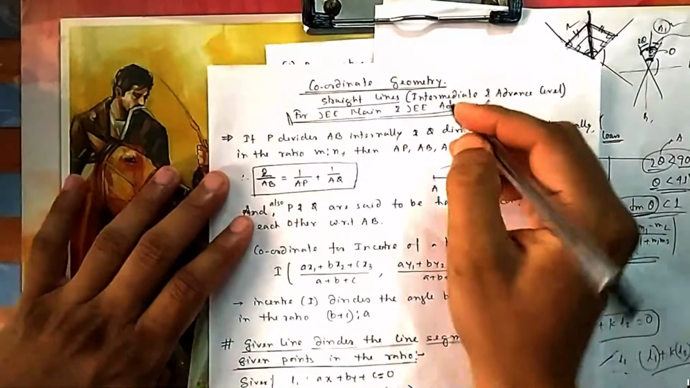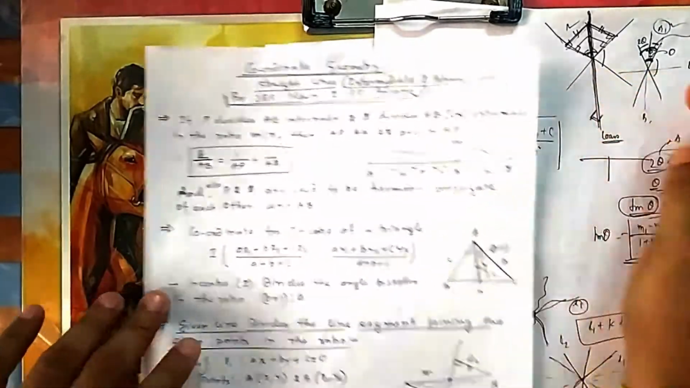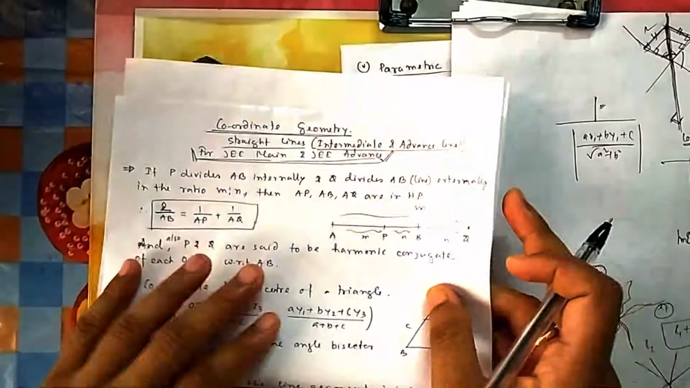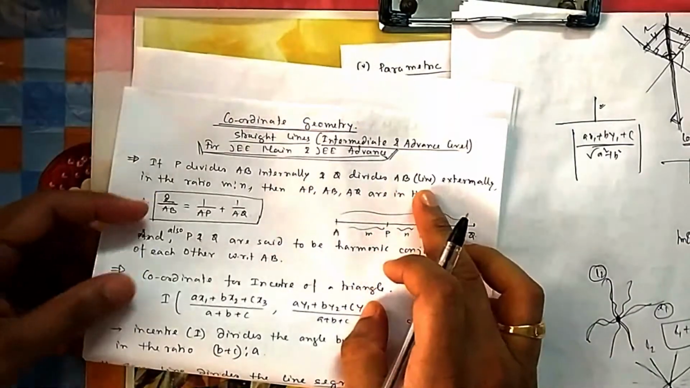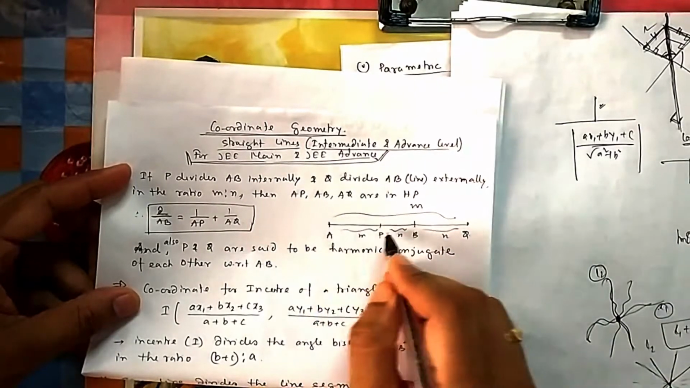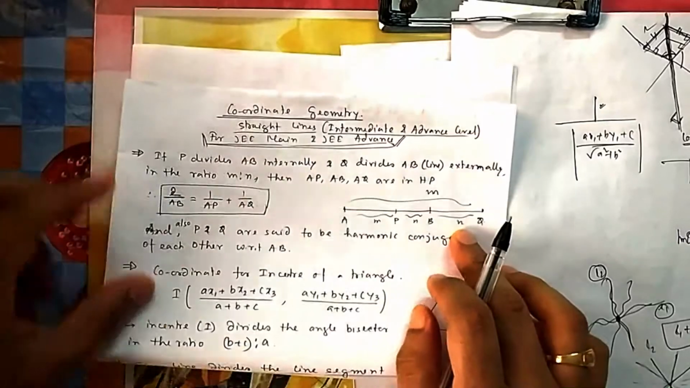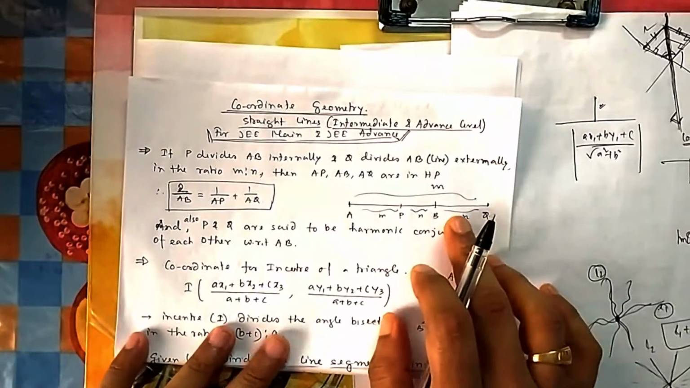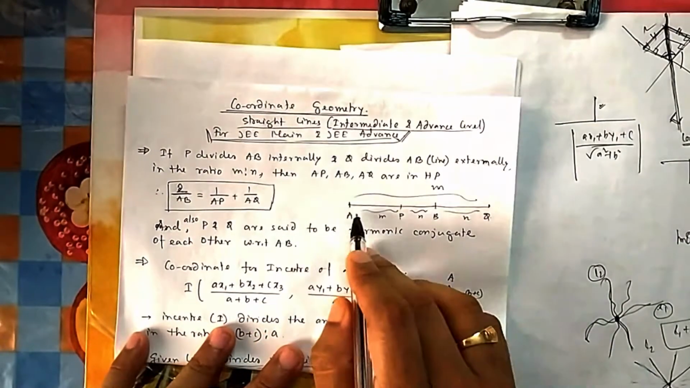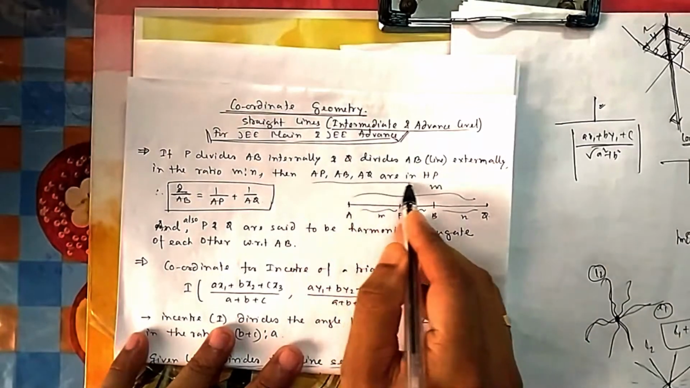Now in this intermediate and advanced level, we are learning a little extra. So whatever we have done till now, we will add something on that. Here P divides AB internally and Q divides AB externally. We have seen internal division, external division. P is internal division in M is to N ratio, and Q is dividing AB in M is to N ratio externally. Okay. If they do so, then AP, AB and AQ are in HP, harmonic progression.